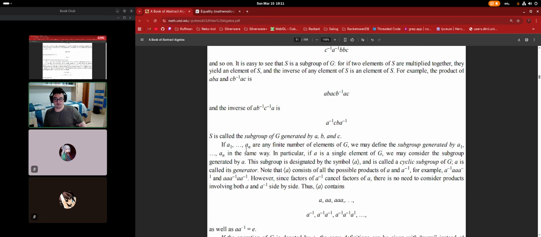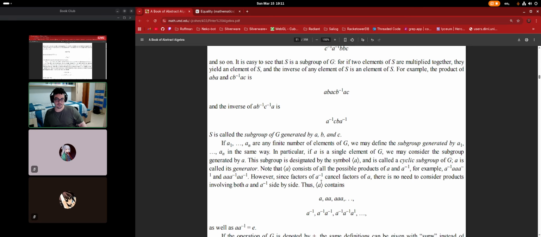If A1 all the way to AN are any finite number of elements of G, we may define a subgroup generated by A1 all the way to AN in the same way. In particular, if A is a single element of G, we may consider the subgroup generated by A. This subgroup is designated by this symbol with the angle brackets. It is called a cyclic subgroup of G, and A is called its generator. Note that it consists of all the possible products of A and inverse of A. However, since the factors of inverse of A cancel factors of A, there is no need to consider products involving both of them side by side.